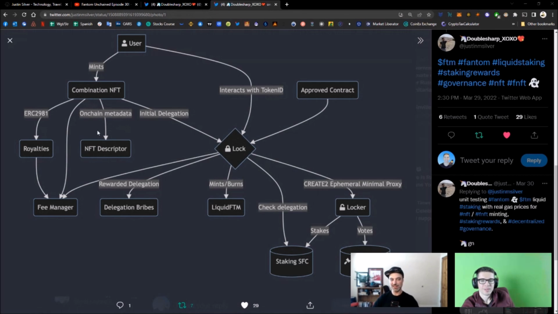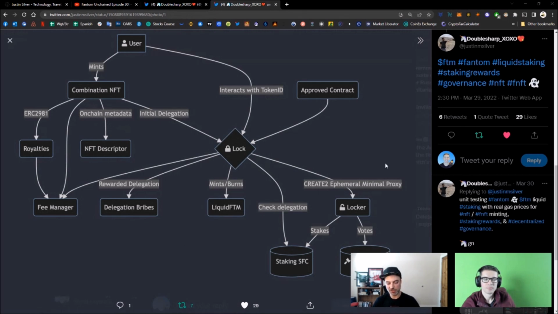So you could actually look at this in several different ways, right? Because you're locking FTM, it's sort of like a futures contract in a way, because you can lock stuff up for a certain period of time behind the NFT, and it's a certain amount of value.